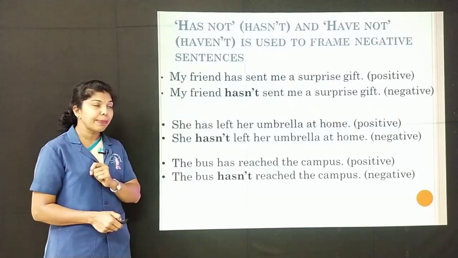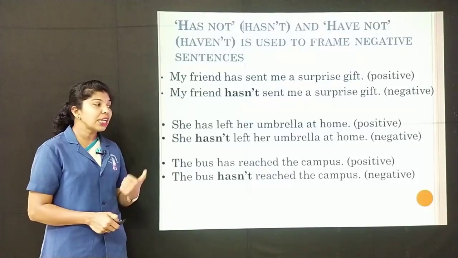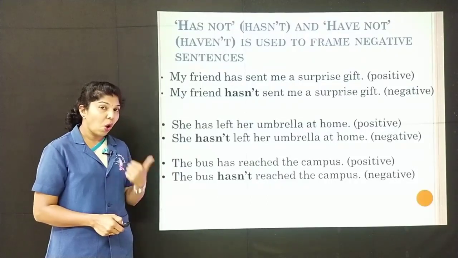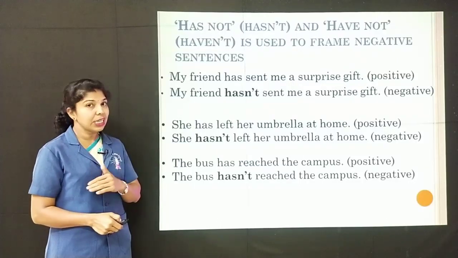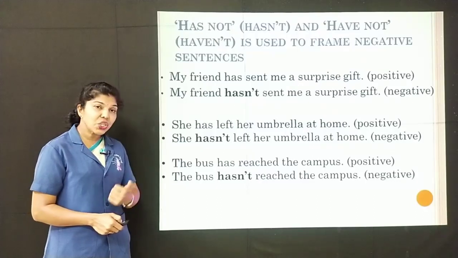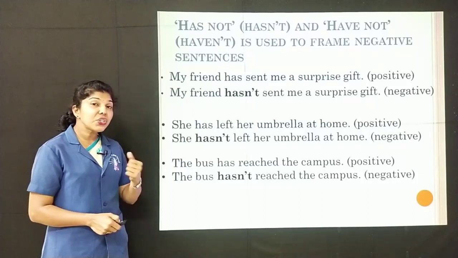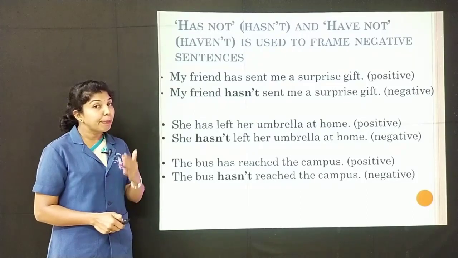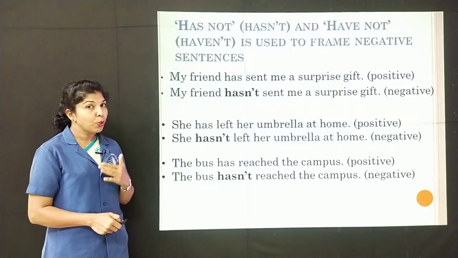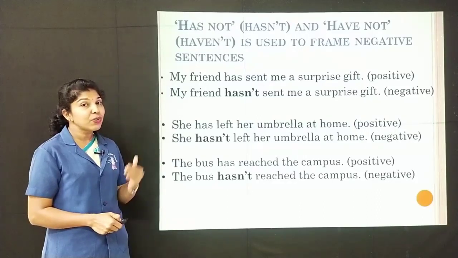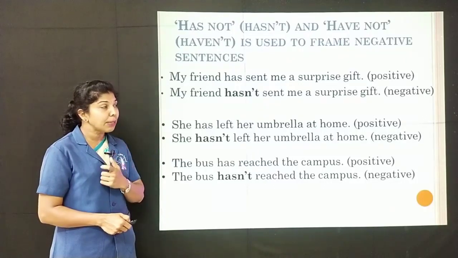Let's see the next sentence. She has left her umbrella at home. This is a positive sentence. She hasn't left her umbrella at home, or she has not left her umbrella at home is the negative form. The bus has reached the campus. It's a positive sentence. The bus hasn't reached the campus, or the bus has not reached the campus is the negative structure. So hope you all understood how the negatives are constructed using has not, that is with singular subjects.